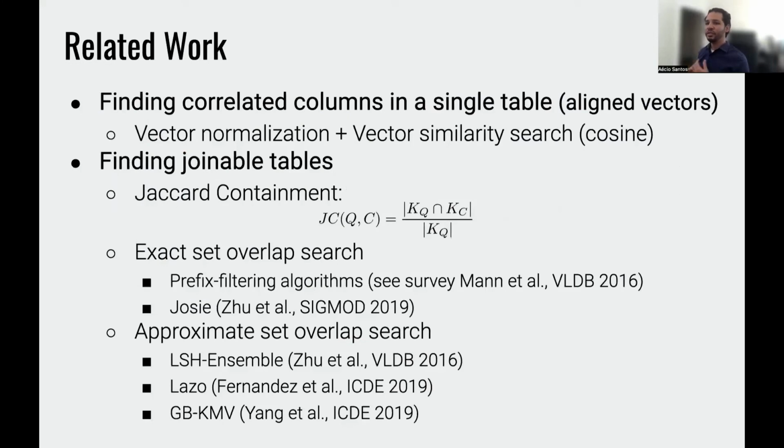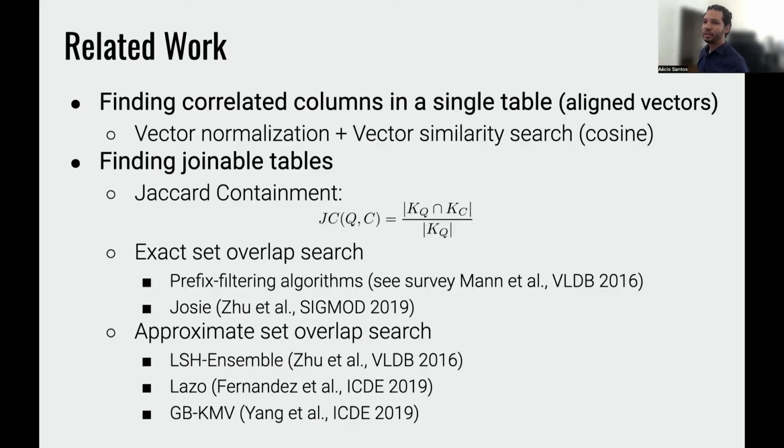Before diving into our solution for this, let's take a look first at related work. Essentially, for the problem of finding correlated columns in a single table, the rows are already aligned. So you could speed up this process just by doing some vector normalization and using existing algorithms for vector similarity search that use the cosine distance, for example. However, this is not applicable to our scenario where tables are not joined and therefore the rows are not aligned.